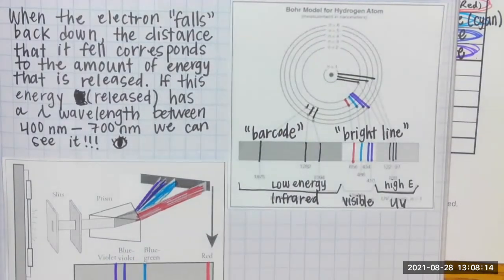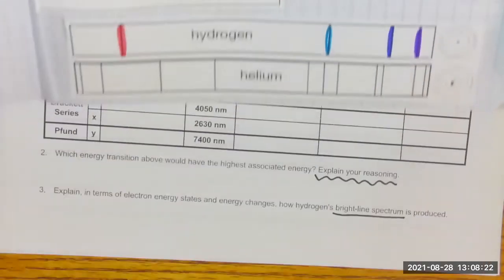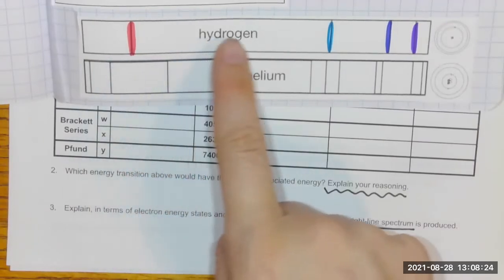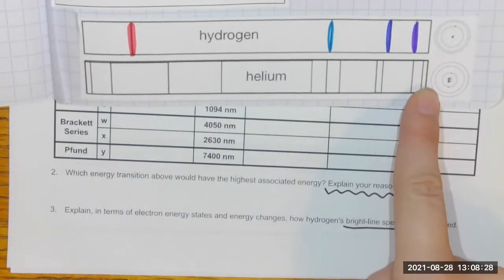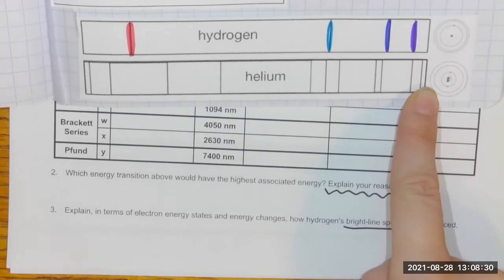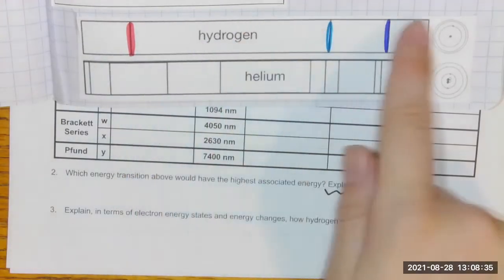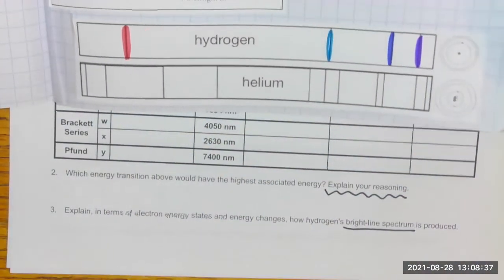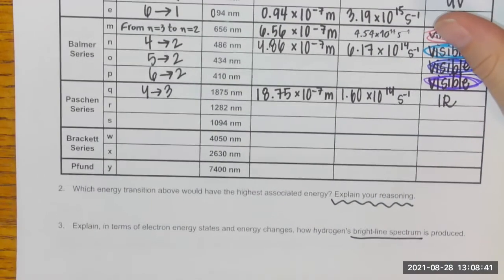Because although we haven't talked about it yet, every element has its own unique little barcode. The one for hydrogen is this. The one for helium is this. So just like at the store, you go beep, beep, scan, scan, and all the products come up with a barcode. Different elements have different barcodes.